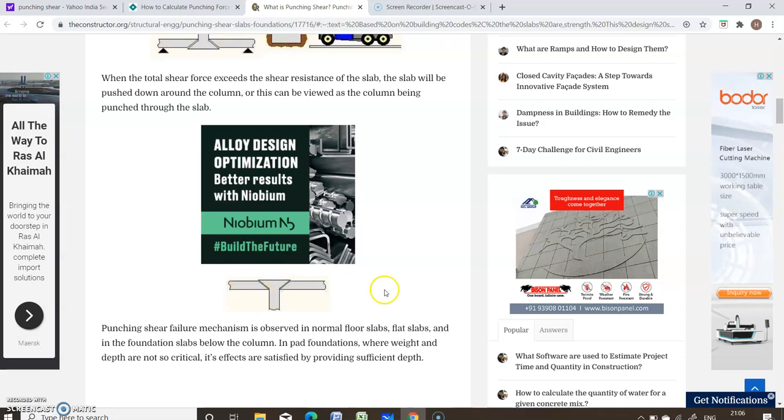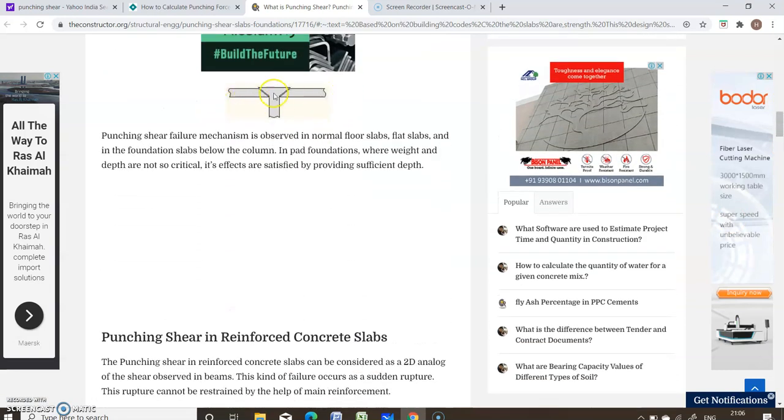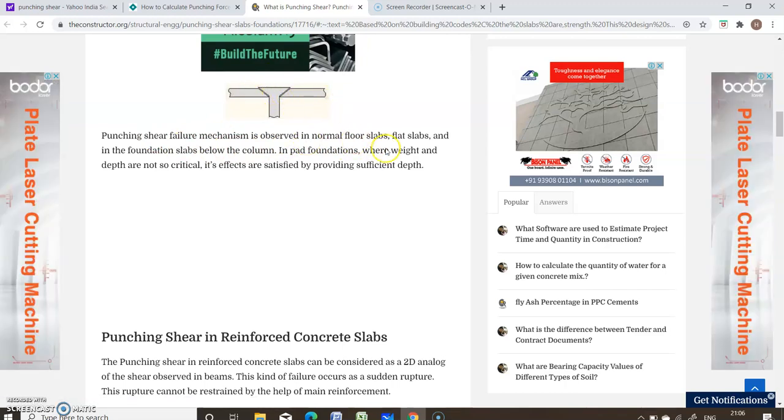Okay, so this is a column supporting a slab, a roof slab. As a result of this concentrated load on the column from the top stories, the column will punch through the slab. So the punching shear failure mechanism is observed in normal floor slabs, in flat slabs, and in the foundation slabs below the columns.